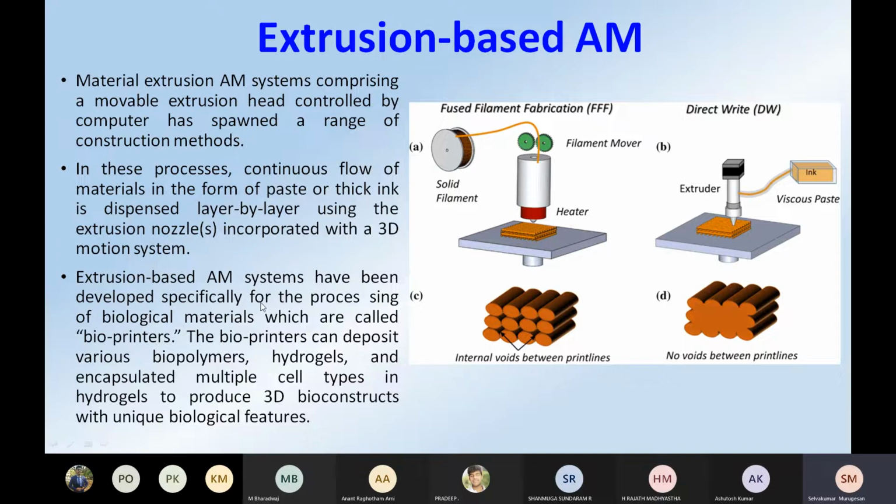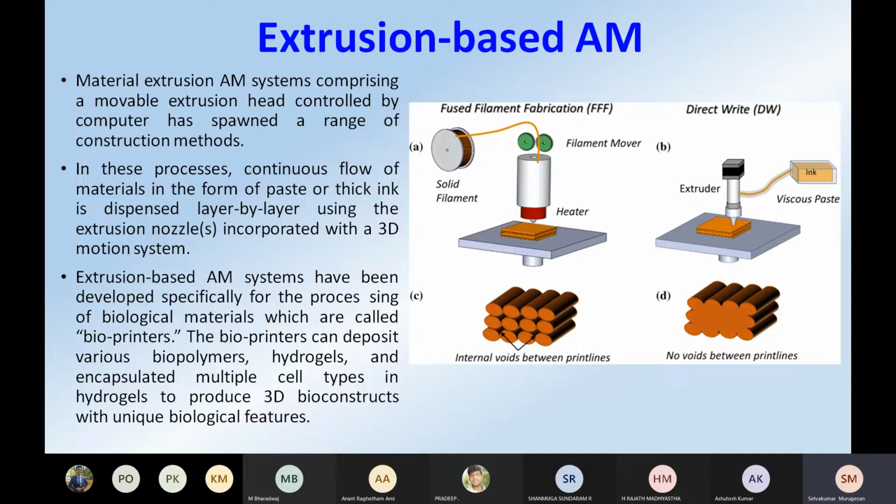So likewise, you can dispense the material, or we also use the term ink, because the moment you say 3D printing, the material we use for printing, we usually call it ink. So the ink gets dispensed from the cartridge and subsequently deposited on the substrate according to the design you would like to have. So that is called the filament based one.